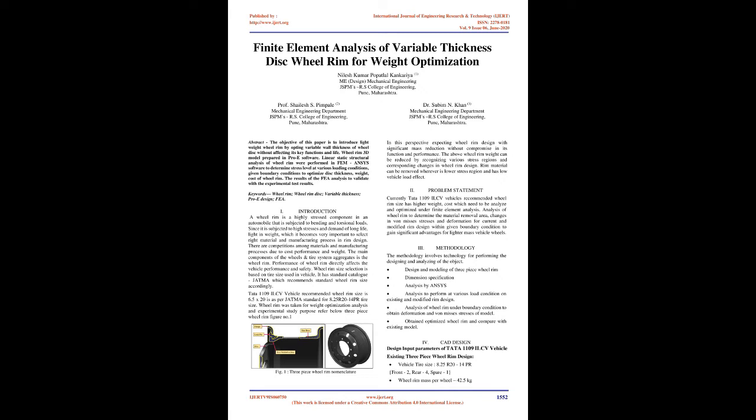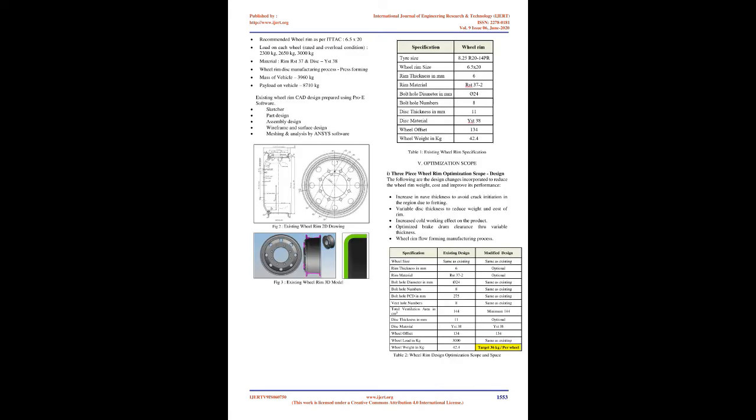Refer below, 3-piece wheel rim, figure number 1. In this perspective, we expect a wheel rim design with significant mass reduction without compromise in its function and performance. The above wheel rim weight can be reduced by recognizing various stress regions and making corresponding changes in wheel rim design. Rim material can be removed wherever there is a lower stress region and low vehicle load effect.